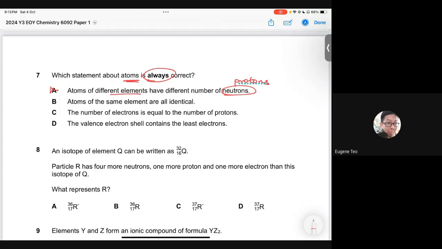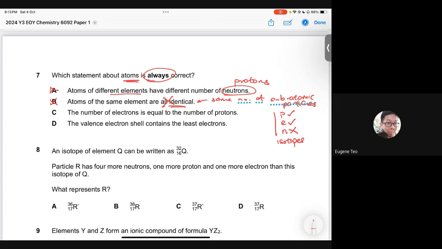Now, atoms of the same element are all identical. When they say identical, what do you mean? Actually, one way to look at it is that they have the same number of subatomic particles. For that, we are looking at the protons being the same, the electrons being the same, the neutrons being the same. But you know that this is not true, because why? Isotopes have the same number of protons, same number of electrons, but different numbers of neutrons. So therefore, they are not identical. Atoms of the same element could be different because they could be isotopes.